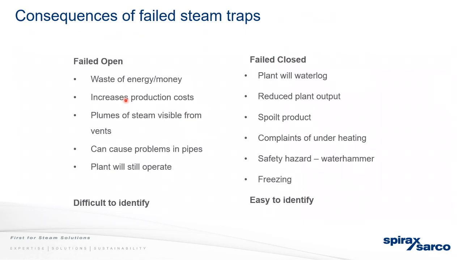Failed closed though, the plant will waterlock, so you will have water hammer, you will have wetter steam, you will have carryover, all those things down into your process. Reduce plant output: you're just not seeing the heat that you require, so you will reduce your output. Spoiled product: if you're cooking something and it's a critical temperature that you need, if you don't achieve process temperature or it takes longer, you could spoil the product and that will lead to wastage.